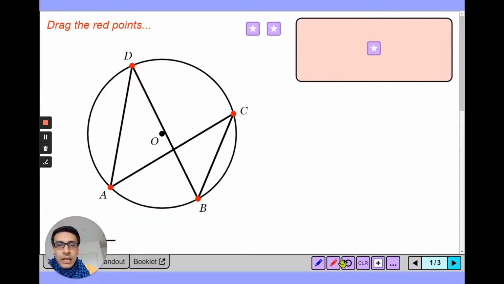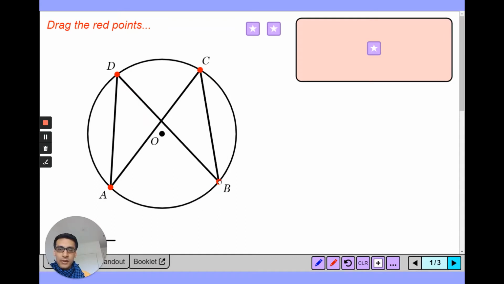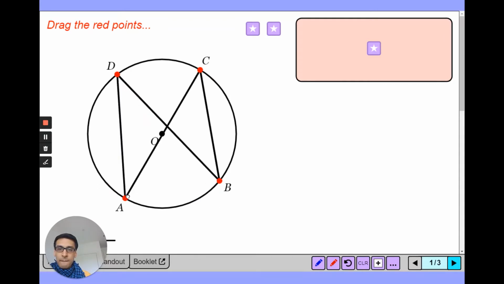So what you can see here is just a few shapes that I can move around. What you'll notice is the angles ADB and ACB are subtended from this arc AB here. And we can also turn it upside down and say the angles DAC and DBC are subtended from this arc DC.